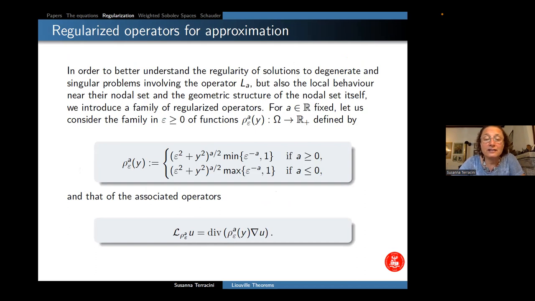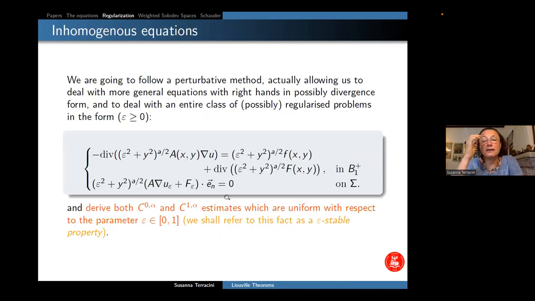Now, how do we face the regularity problem to obtain C^1 or C^k estimates? We regularize the weight in a very simple way. We can think that epsilon is less than one. So we replace the modulus of y to the power a with this analytic function. And then we solve the associated problem in the upper half ball, and we derive solutions. We derive estimates in Hölder and C^{1,alpha} spaces, which are uniform with respect to the parameter epsilon. When we have this uniformity, we call the estimate epsilon-stable.